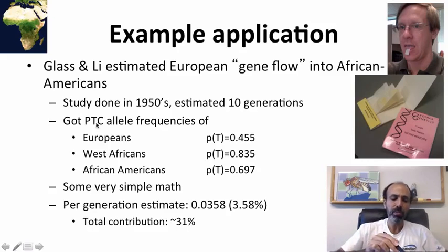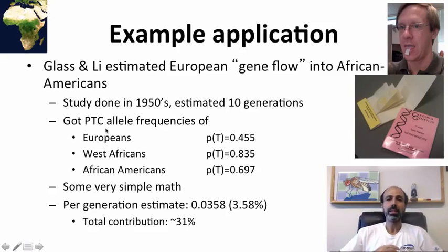Some of you may not be familiar with PTC, but PTC is something that particular individuals can taste very strongly while other individuals cannot. And it seems to have a very simple genetic basis. You use these sort of test papers like this handsome individual is using to see if you can taste it. So it's a very easy thing to test. But from this, they were able to look at the allele frequencies in these populations and estimate the per generation migration rate, which is pretty cool.